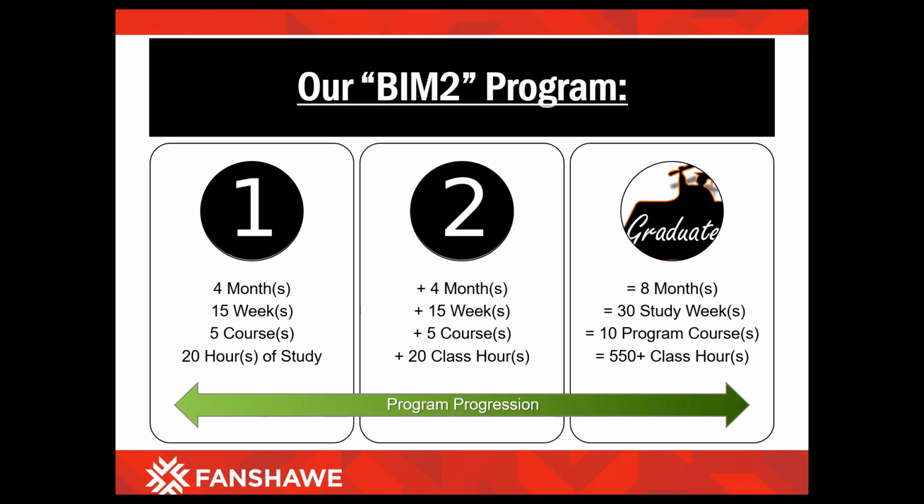So here's a better breakdown on what our program actually entails. There's two semesters or two levels, what we like to call them. Each is about 4 months long. A normal semester is about 15 weeks in duration. Each semester would ultimately take about 5 courses of study, and you have 20 hours of in-class, online, hybrid delivery per semester. So at the end of the graduate certificate, you will have done 8 months of study. You've done about 30 academic weeks at a Canadian institution. We've completed 10 program courses, and by the end of the program, you've got over 550 Canadian hours of study in the BIM and integrated practice areas.